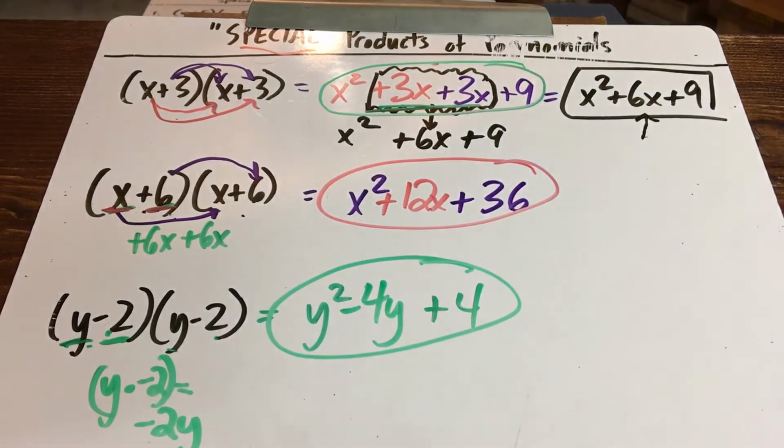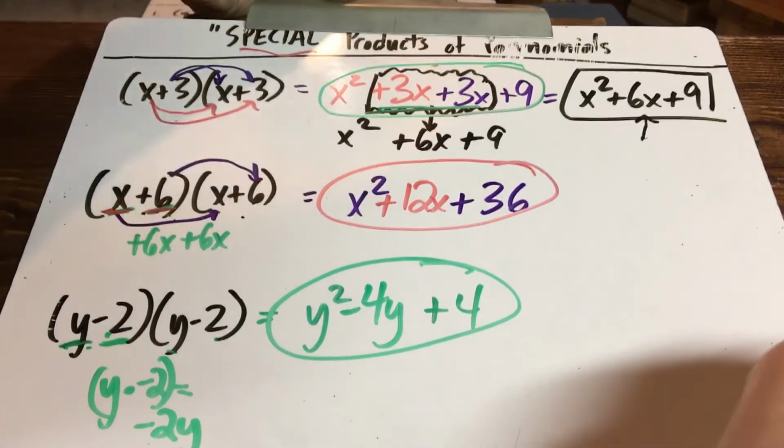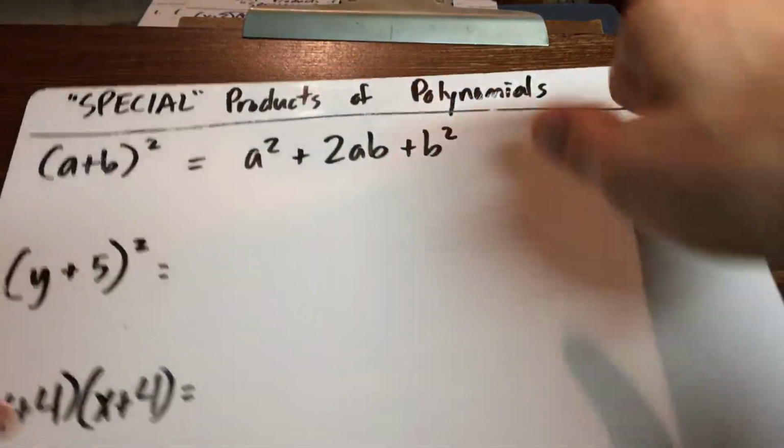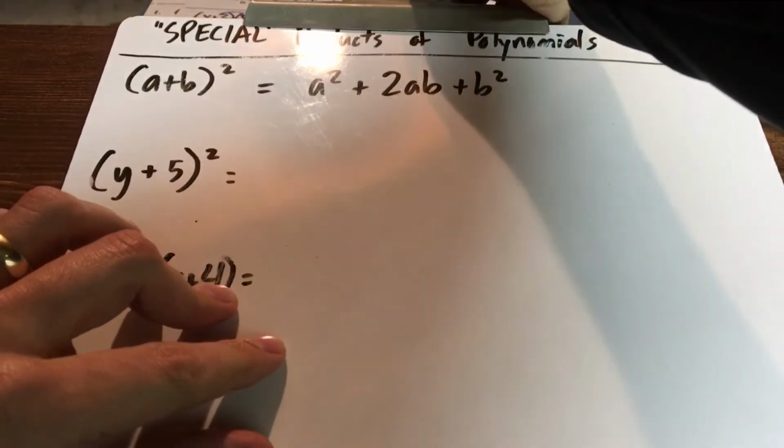And so that's what makes this one a little bit harder, because you have to do a little mental math. You have to do that. Those two terms multiplied together, and then you have to double it, or you have to multiply it by 2. Okay, let's do one more.